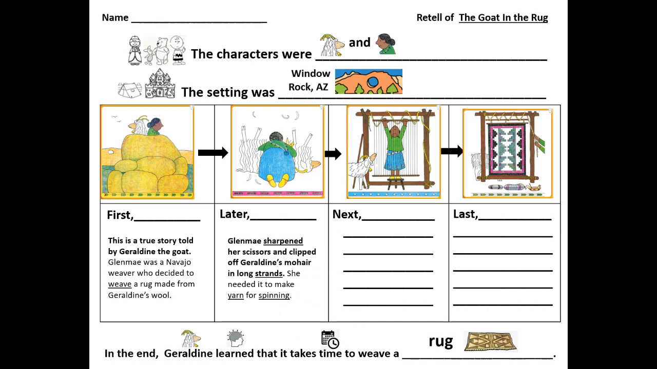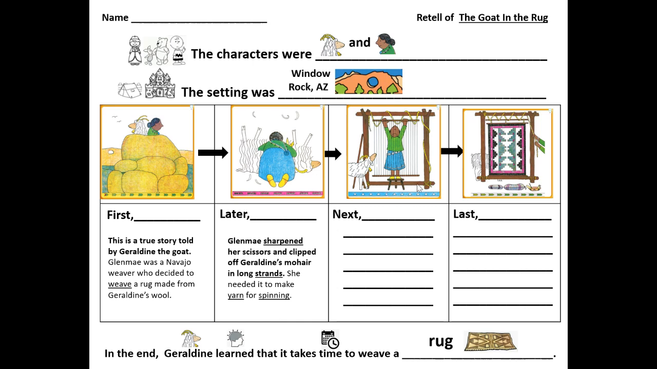Glen May sharpened her scissors and clipped off Geraldine's mohair in long strands. She needed it to make yarn for spinning. So if you noticed, I underlined sharpened, strands, yarn, and spinning because those were some of our vocabulary words. So let's read it. Later, Glen May sharpened her scissors and clipped off Geraldine's mohair in long strands. She needed it to make yarn for spinning. Let's look at the next picture.